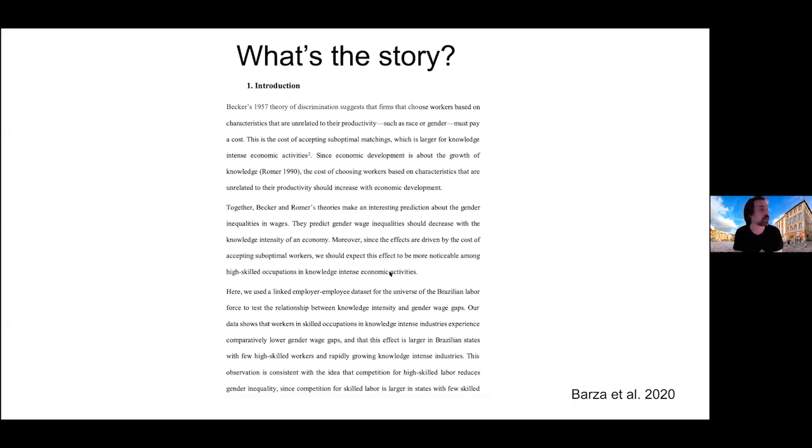Actually, for example, in Brazil, when we look at states that have a shortage of high-skilled workers, those are the states in which the gender wage gap is reduced the most for knowledge-intense industries and high-skill occupations. Because basically, in that place, you cannot hire a worker or compensate a worker for a characteristic that is unrelated to her productivity. So this is interesting because it tells us that, in some sense, an increase in economic complexity increases demand for skills, and those increased demands for skills generate incentives for creating institutions that are more inclusive.